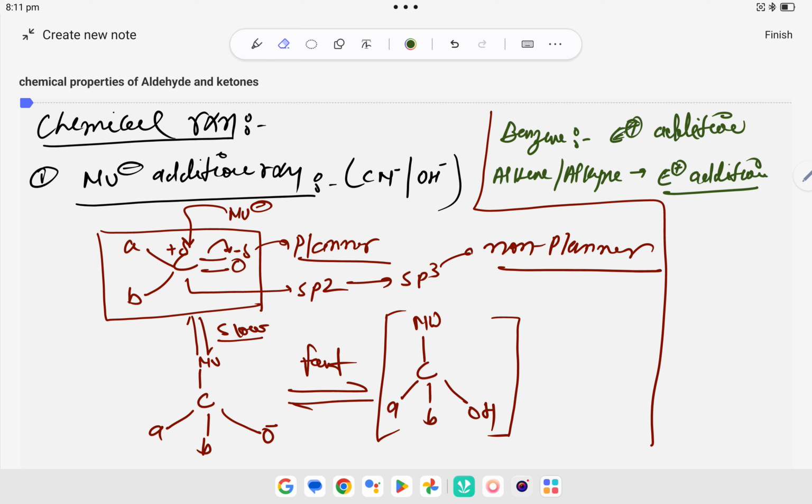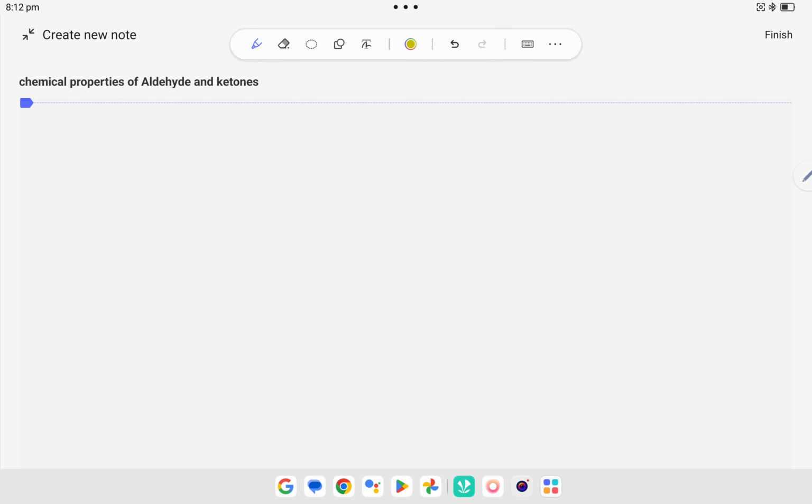If we are talking about benzene, this is wrong actually. Benzene will show electrophilic substitution. Okay, so benzene will show electrophilic substitution. And if we are talking about RX, then RX will show nucleophilic substitution. So that is the important part. Now come to the next one. So that is the chemical reaction explanation of nucleophilic addition.